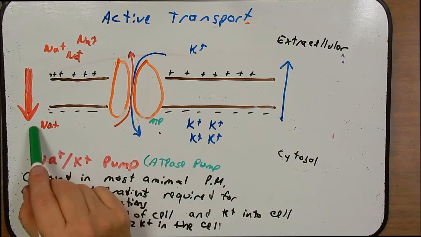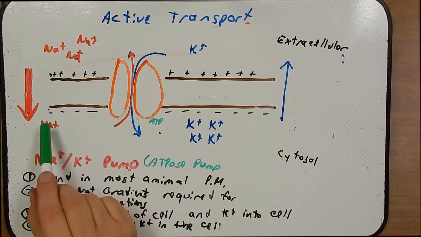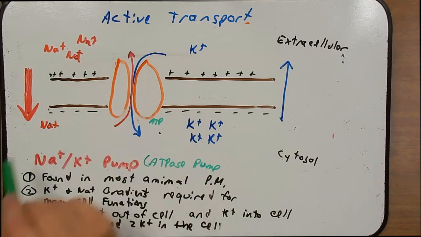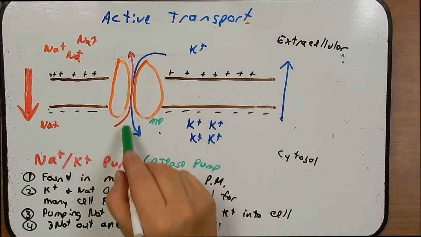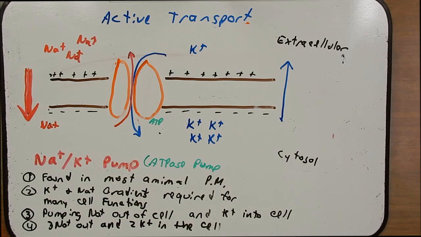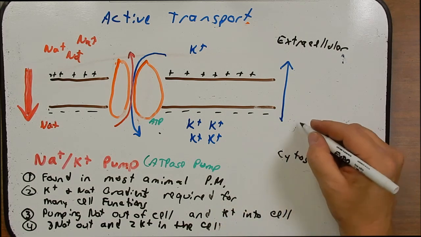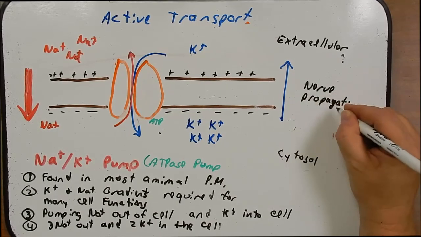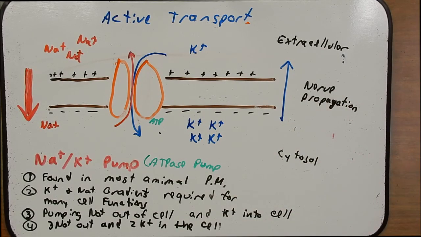Moving sodium from this side to this side is a little more efficient, or at the very least we get more sodiums moving in this direction than potassiums moving in this direction. And I said this was important for many functions, and I just want to point out one, and that is for nerve propagation, moving a signal from one neuron to the next neuron.